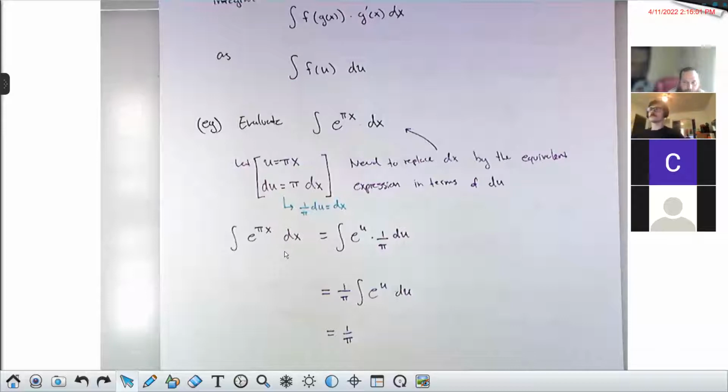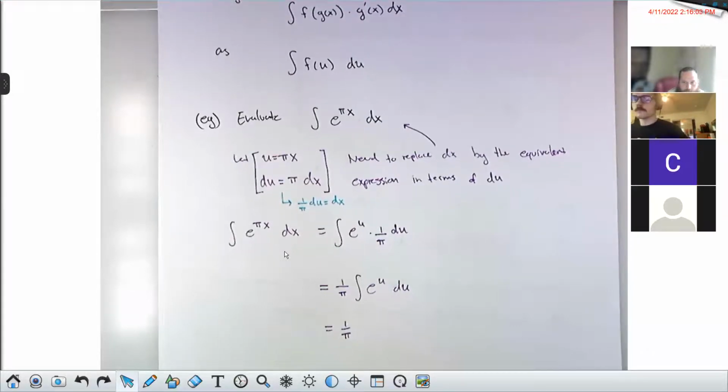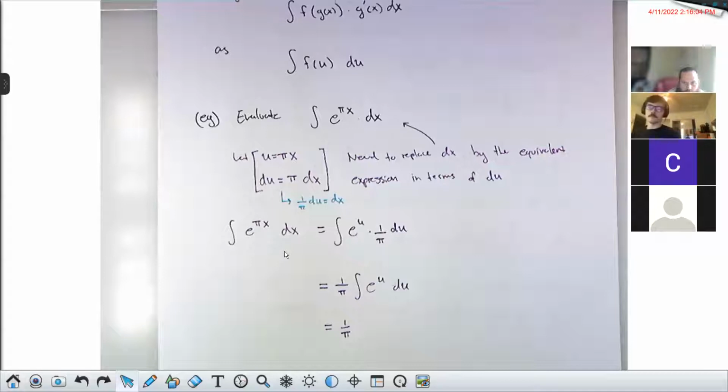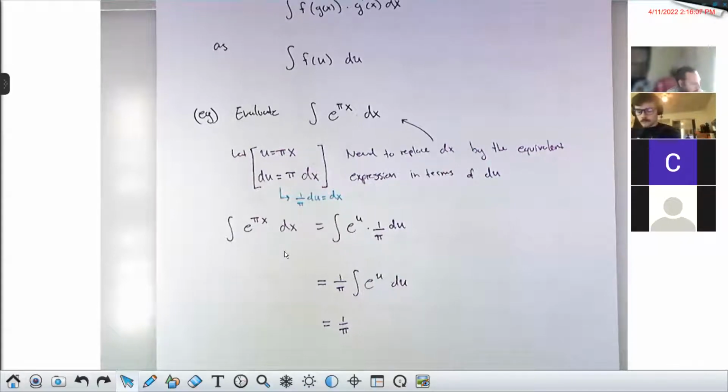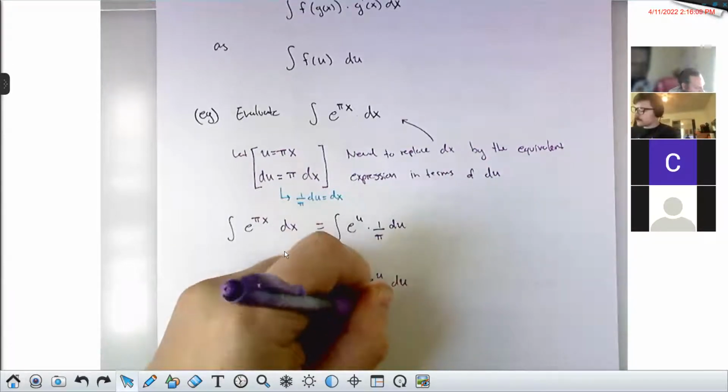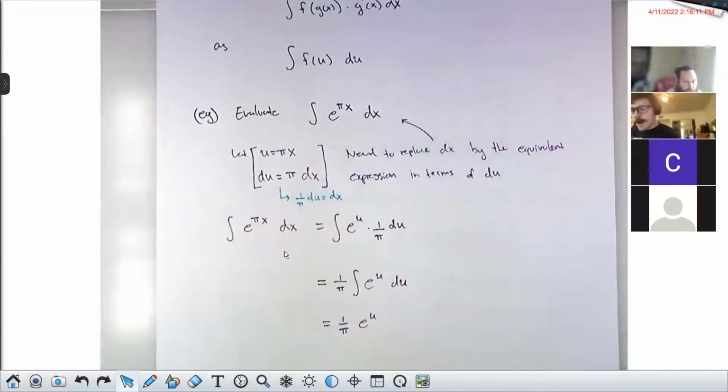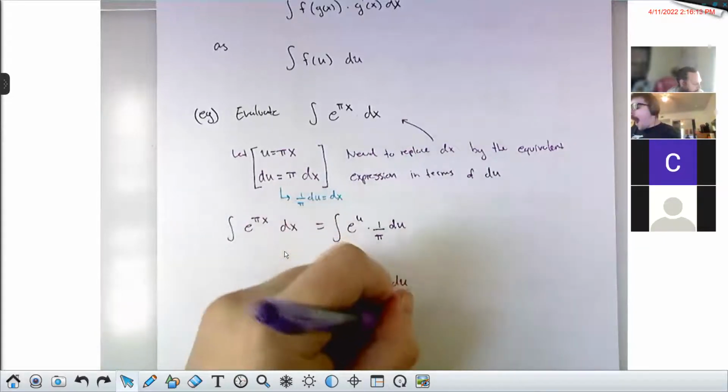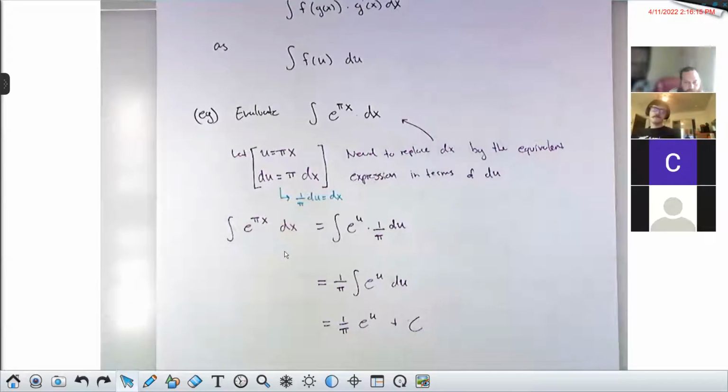I saw a quick unmute from Cameron there, but I didn't hear anything. e to the u. Yeah, e to the u, right? If I differentiate e to the u, I'll get e to the u. The 1 over pi comes along. It's an indefinite integral, so we slap on a plus c.